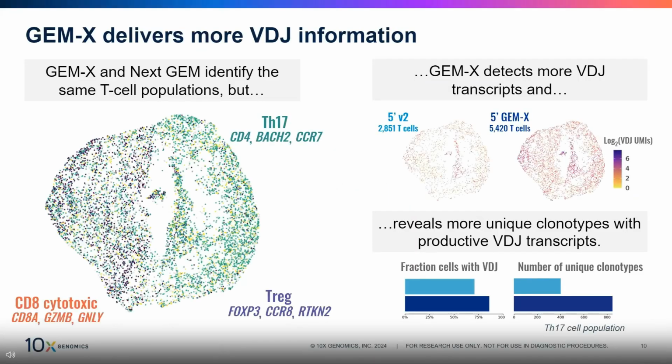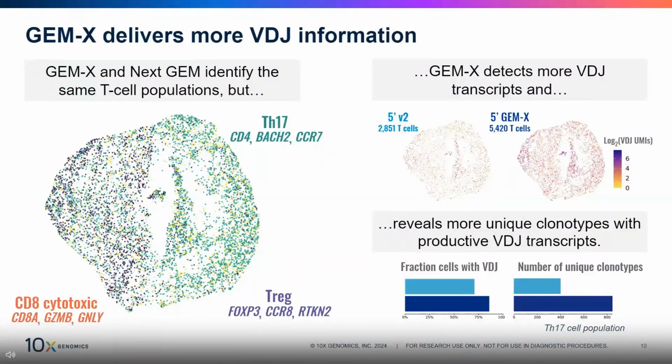The improvements aren't just limited to gene expression. If you're very interested in understanding TCR or BCR information, we have made improvements that also increase the ability to capture full-length TCR and BCR information from your samples. So here we have an example where we're comparing our previous generation technology in light blue with our new technology, GEM-X, in dark blue. Of course, we're seeing more cells because we've got that increase in throughput.